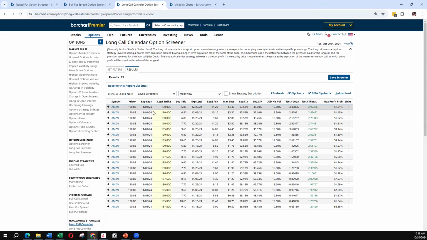Both using the 190 strike, November 1st expiration is the short leg, and the long leg just changing between an early December expiration and the regular monthly December expiration. So this one's a little bit cheaper because the bought leg is a little bit shorter term.